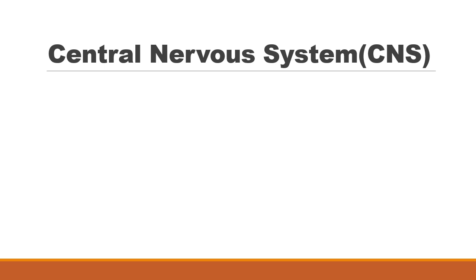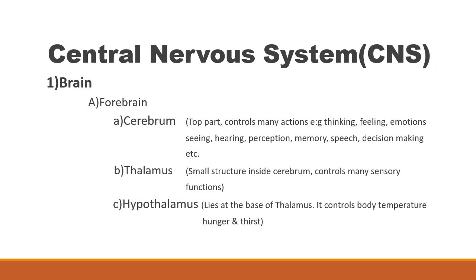Now, the major part of the nervous system is the central nervous system or CNS. The central nervous system consists of the first part, which is called the brain. The brain is the most important part of the central nervous system. The brain consists of three different parts: forebrain, midbrain and hindbrain.